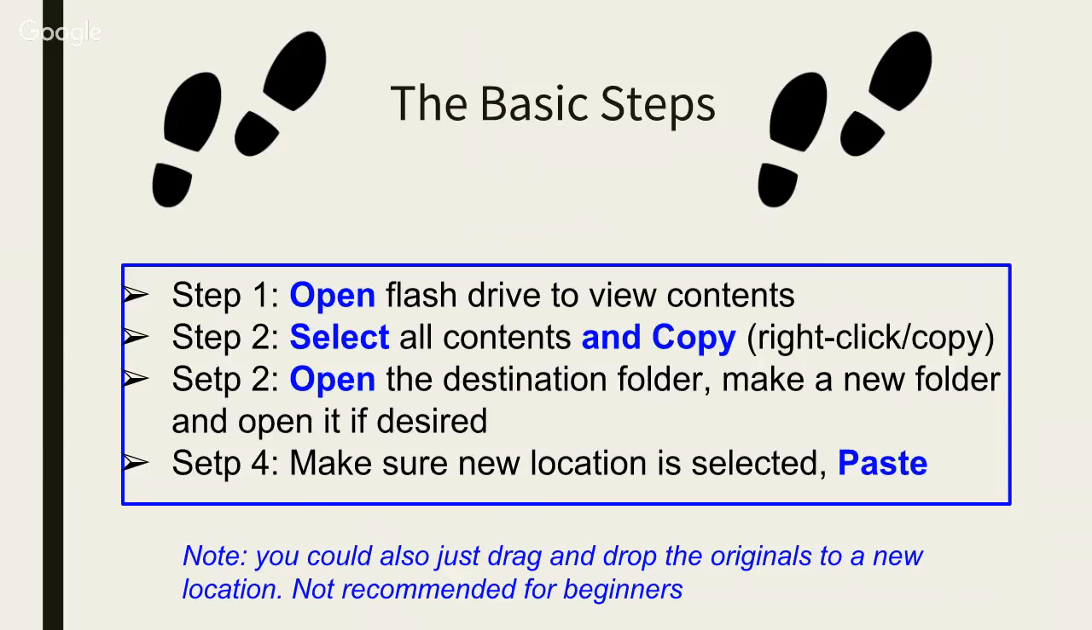So the basic steps to copy anything, anywhere when it comes to computers: step one, open and view your contents. So open the flash drive to view the contents. Step two, select the contents and copy. I do it with a right click and copy. You might like Control C. On a Mac, that would be Command C. Step three is open a destination folder. So make sure to get where you want to go. And you can make a new folder if you want and open that if you want a new folder for your contents. Then the last step is make sure you're in the new location and you paste.